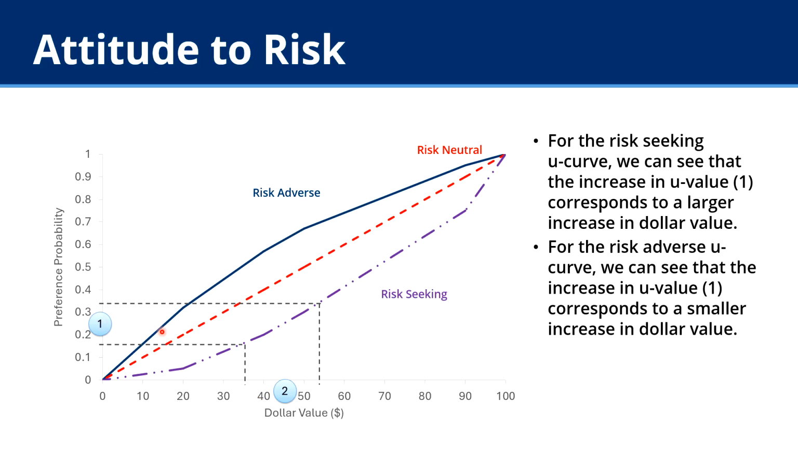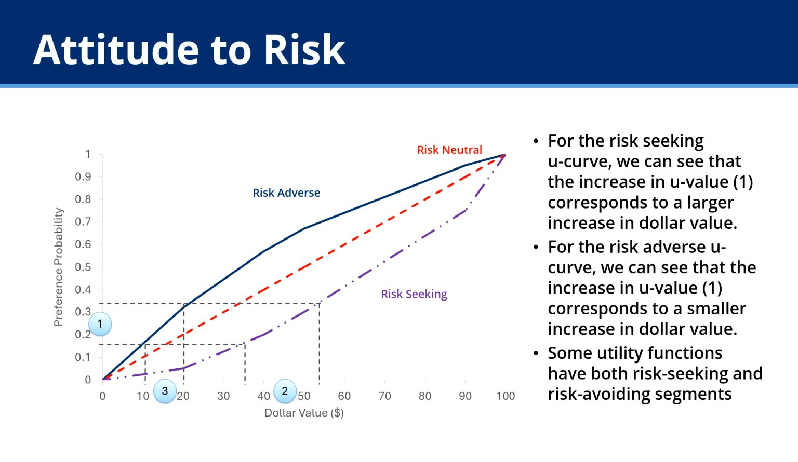For the risk-averse U curve, we can see that the increase in the U value corresponds to a smaller increase in dollar amount. So this vertical distance, this region 3, distance 3, results in a smaller increase in the x value.